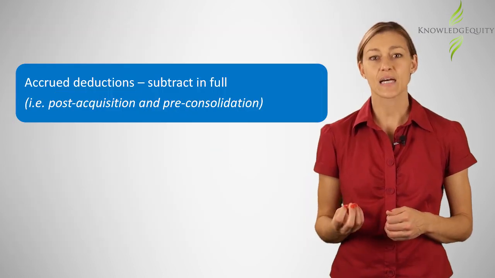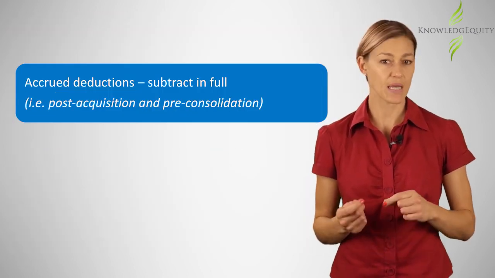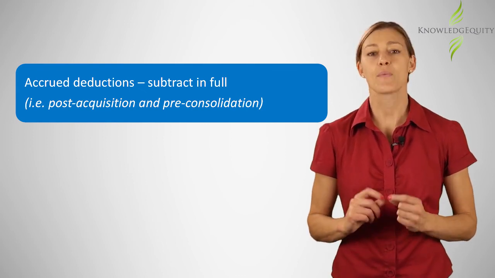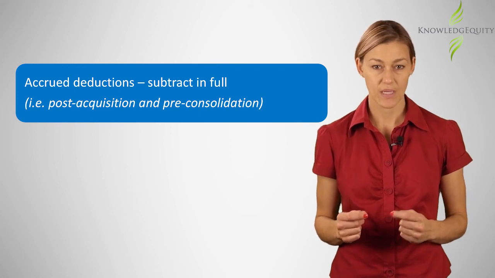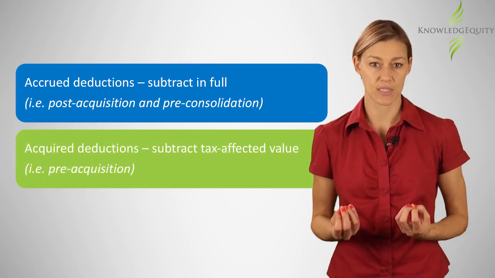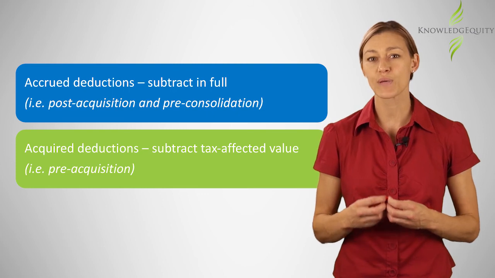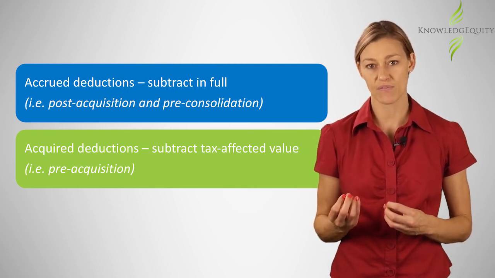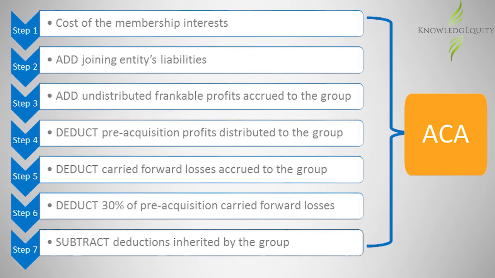So, for any deductions that are accrued deductions, being those incurred post-acquisition but prior to consolidation, then we subtract the full amount. For any acquired deductions, those existing within the subsidiary prior to acquisition, then we subtract just the future tax benefit. Once all 7 steps have been considered, then you will have the allocable cost amount for the subsidiary on consolidation.